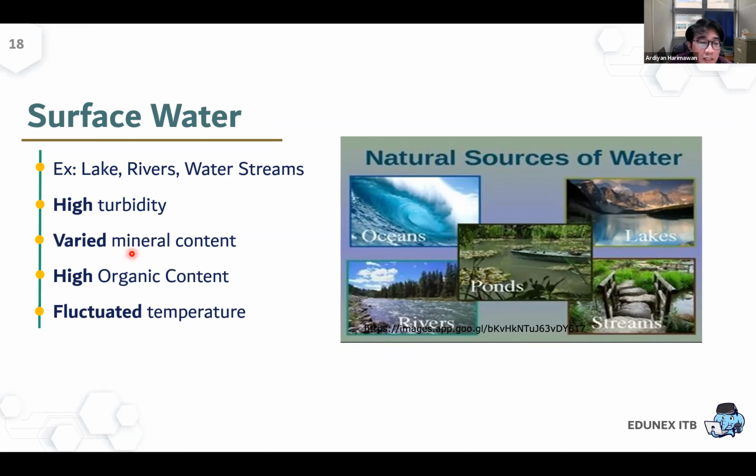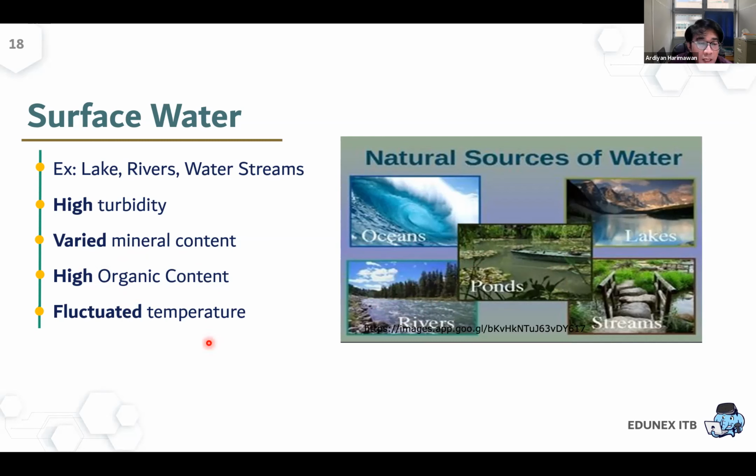How about the organic content? The organic content is normally high, because you have plants, and the river is normally used by people to dump everything, right? Including the domestic waste, so it can influence the organic content in the surface water.